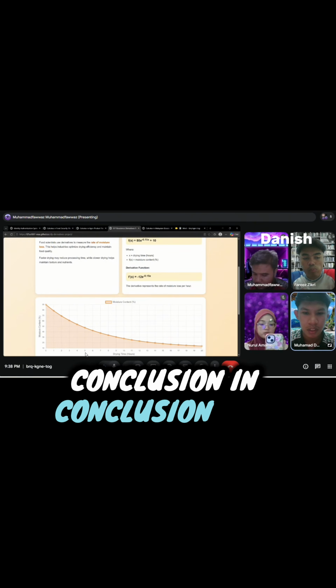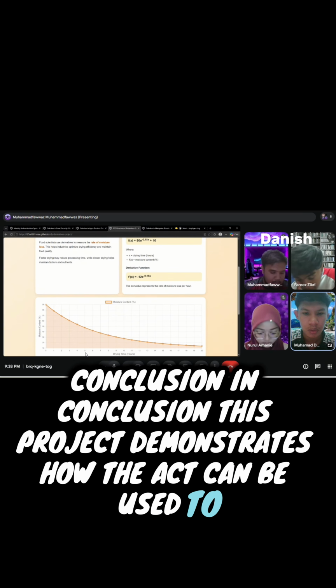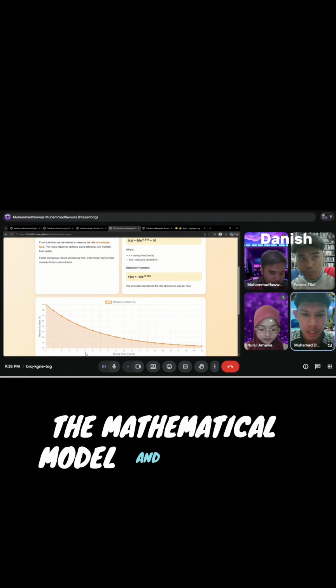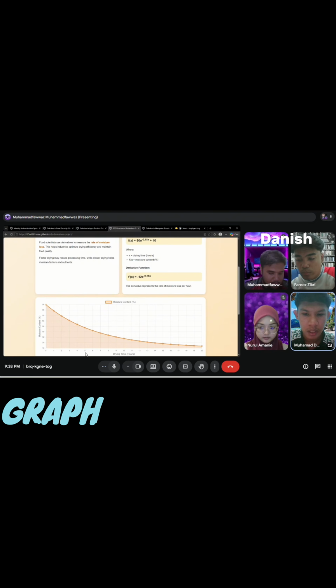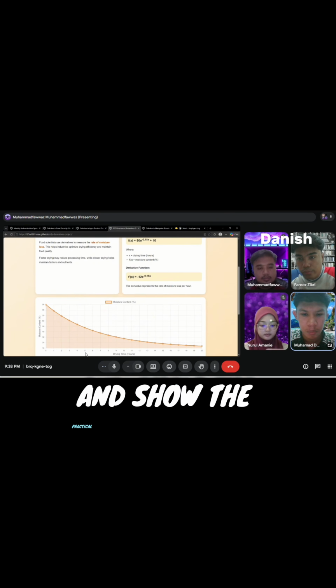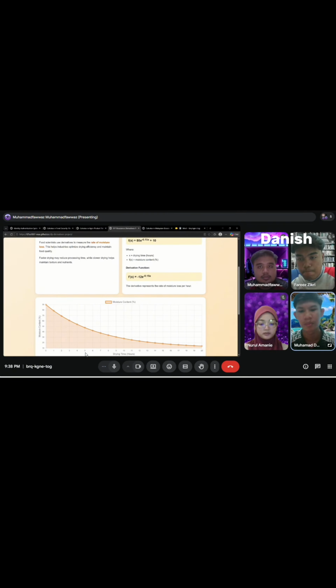Conclusion. In conclusion, this project demonstrates how derivatives can be used to analyze the mango drying process. The mathematical model and interactive graph help visualize the rate of moisture loss and show the practical application of calculus in agro-product technology.